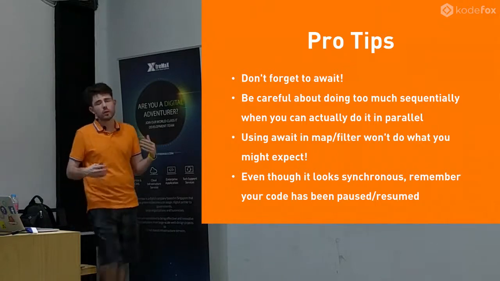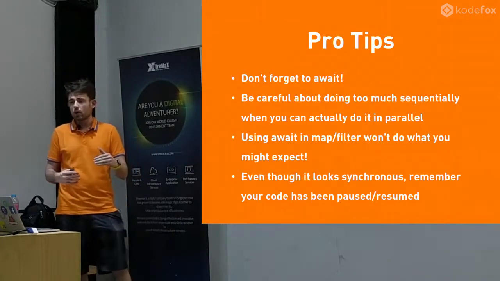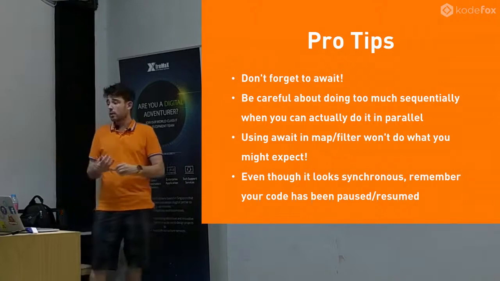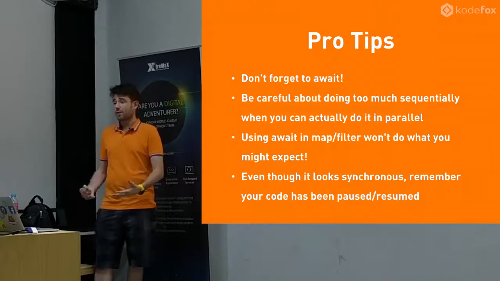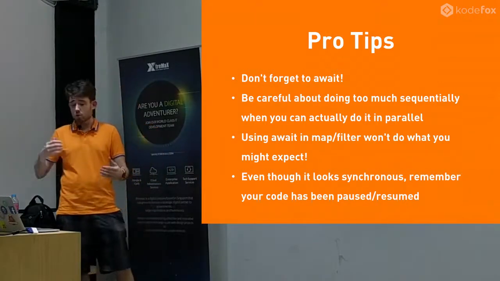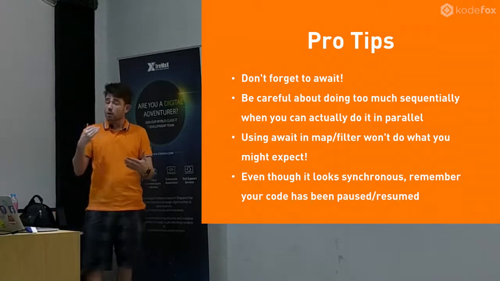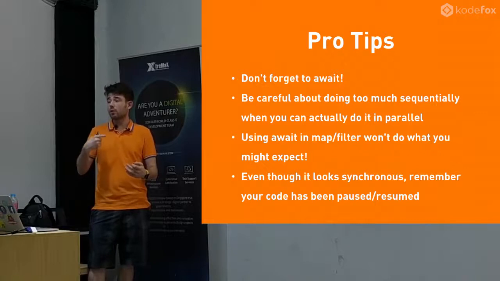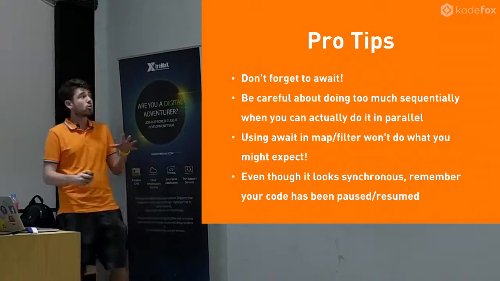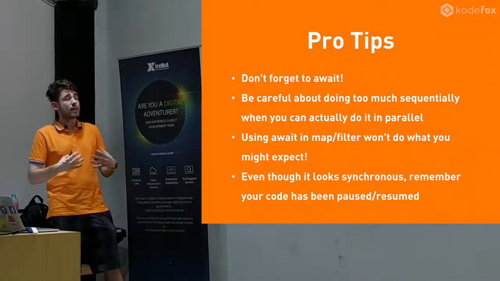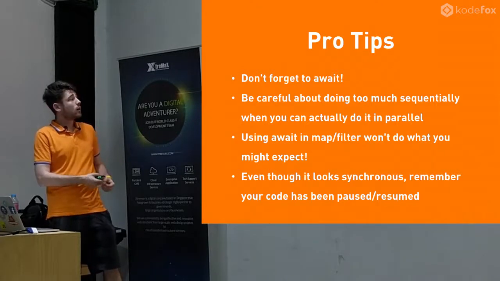Be careful about doing too many things in sequence if you can actually do them in parallel. Now that we have our for loops back that we love, it's very tempting to just put await inside of a for loop. We have to remember that if we do that, it's going to pause that for loop every single iteration. So don't do too much in sequence if you can do it in parallel.